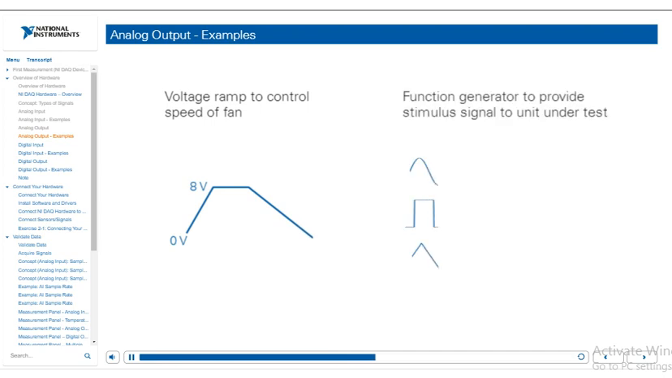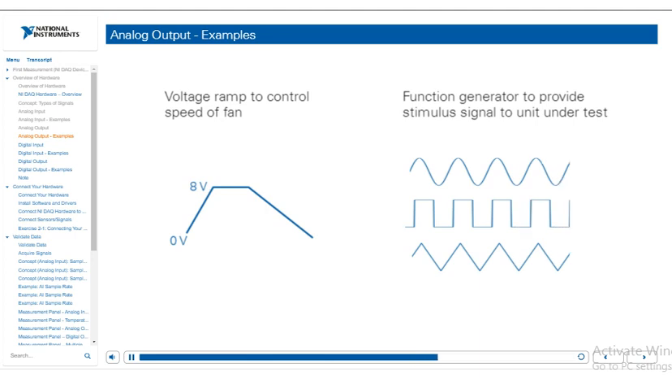Another analog output example would be to output a stimulus signal to a unit under test. For example, you might need to send a sine wave, square wave, or triangle wave with a specific amplitude and frequency to your unit under test to investigate how the unit under test responds.